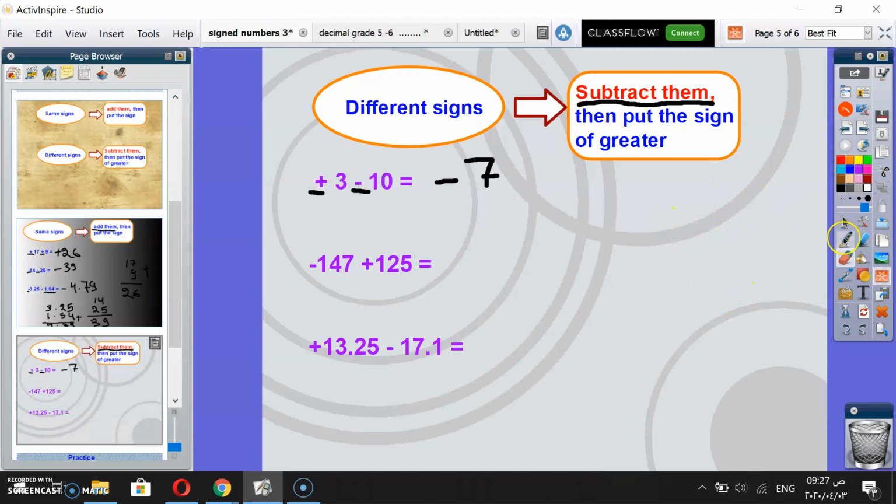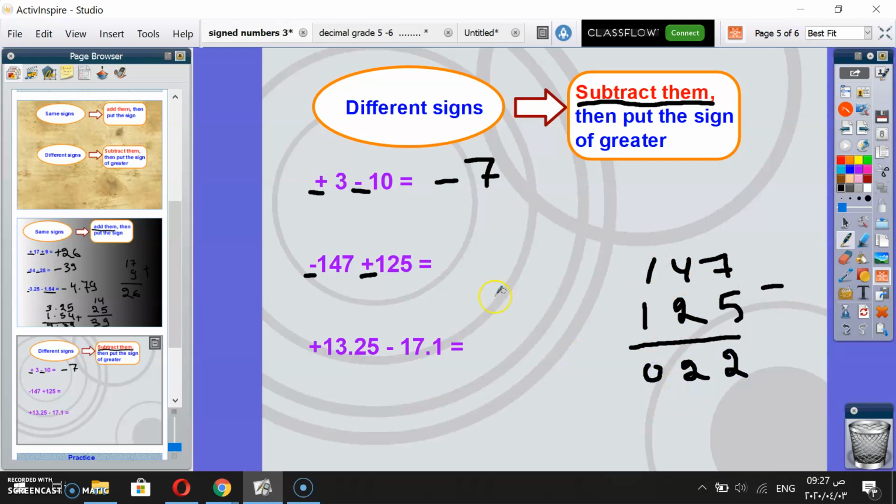Another example. Minus 147 plus 125. The sign of 147 is negative, and the sign of 125 is positive. So they have different signs. One is negative and the other is positive. So follow the rule. Different signs, we should subtract them. So I will subtract 147 minus 125. So 7 minus 5 is equal to 2, 4 minus 2 is equal to 2, and 1 minus 1 is equal to 0. So the answer will be 22.